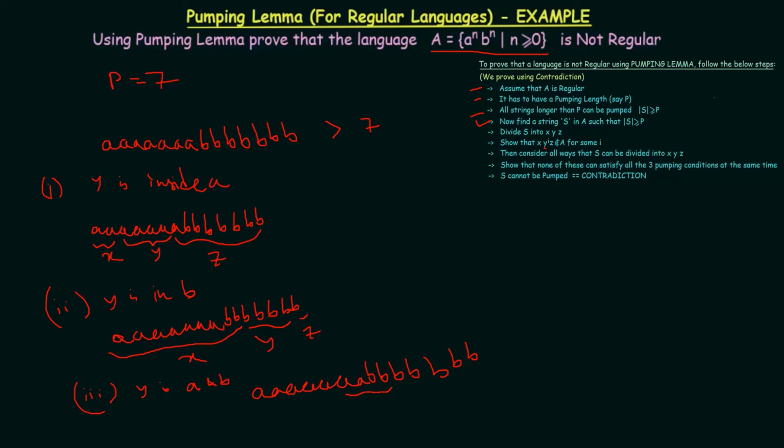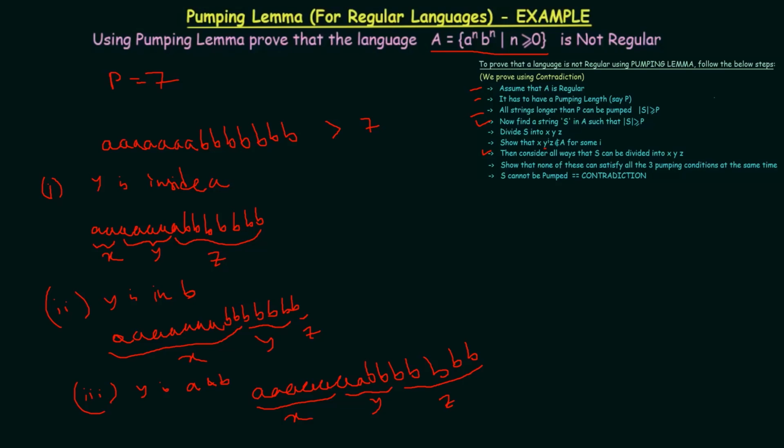Okay, so let's say this is the Y part, this is my X part, and let's say this is my Z part. Now we have all of this condition. I have divided in all ways of X, Y, Z. These are the possibilities. Now I have to show that XYZ belongs to A for some i.